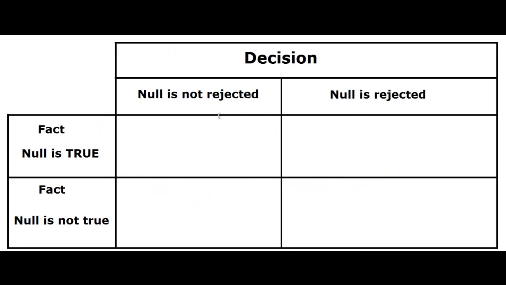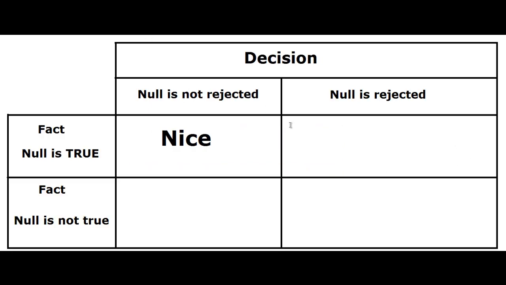So our decision after calculations is either we do not reject the null or we reject the null. And the fact is that the null may be true or it may not be true. Let's look at the situation where the null is true and we did not reject it, and that's really a nice decision. Why? Because we conducted the test but we did not reject a true null hypothesis.